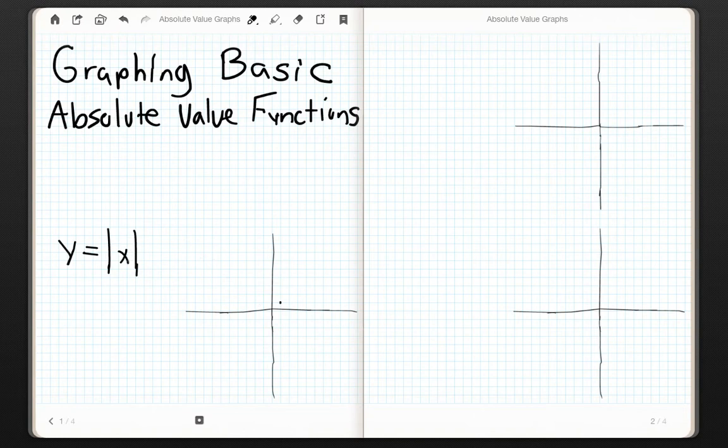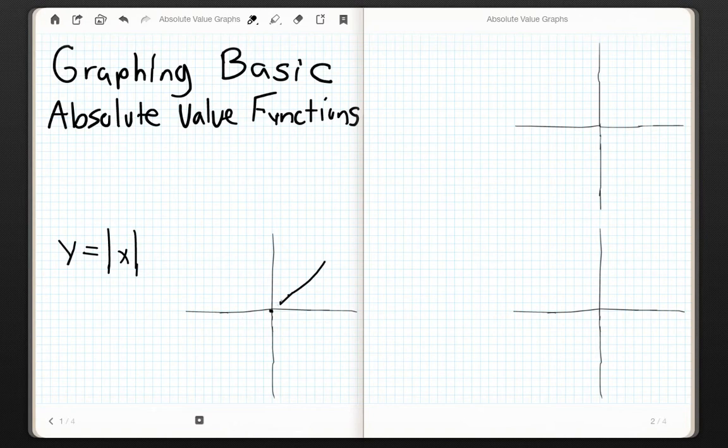What is the absolute value of 2? It is 2. So 2, 2. So I think you can see the pattern. It's just going to go straight up that way with a slope of 1, like that. The absolute value of 0 is 0. So we start at the origin, 0, 0.